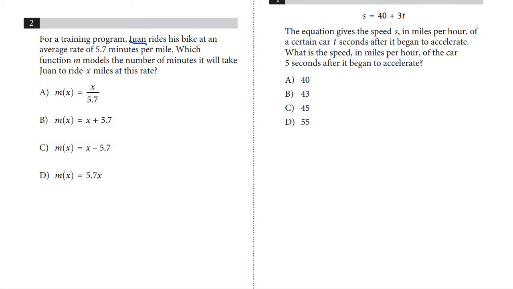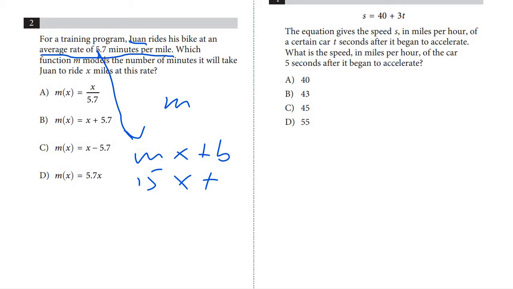So here's Juan, and whenever you see the words average rate of change of something per mile, that is always equal to m, the slope in our mx plus b formula, right? You know the formula for linear functions, so you know right away that you replace the 5.7 for m, and we don't have an initial amount here, 0, so we're going to get 5.7, so that's clearly option D.